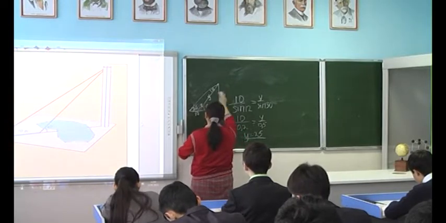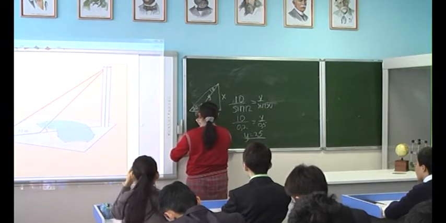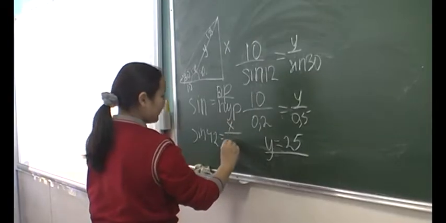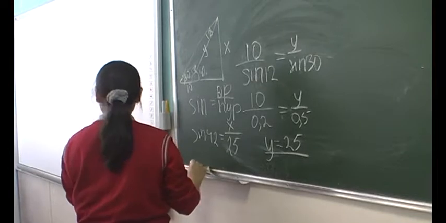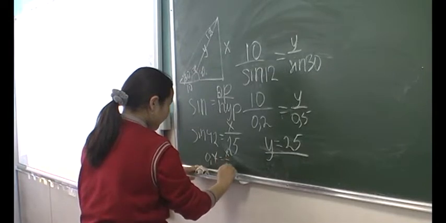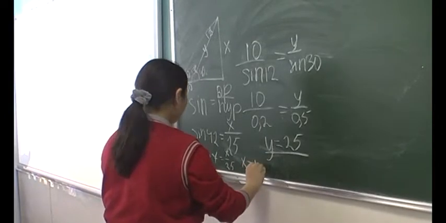Okay, thank you. So now we know the hypotenuse, and in order to find the height, we know that sine is equal to opposite over hypotenuse. And sine of 42 is x over 25. Sine of 42 is 0.7. So x over 25. From here we get that x is equal to 17.5.